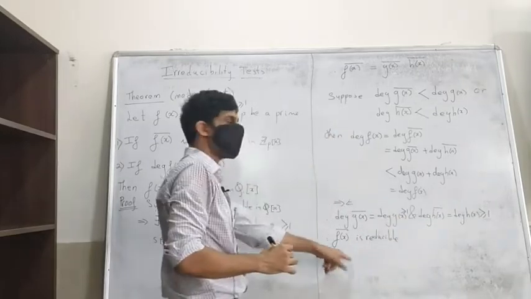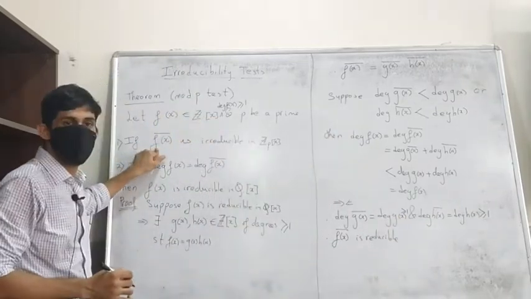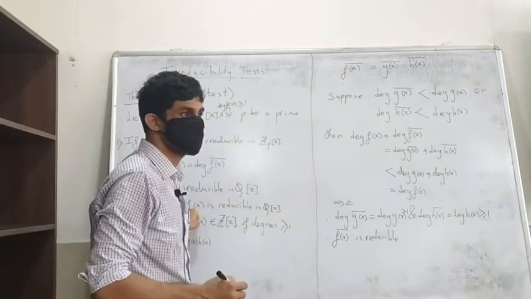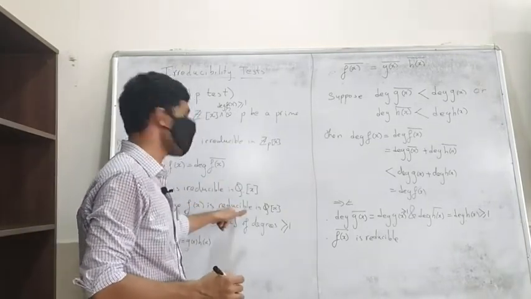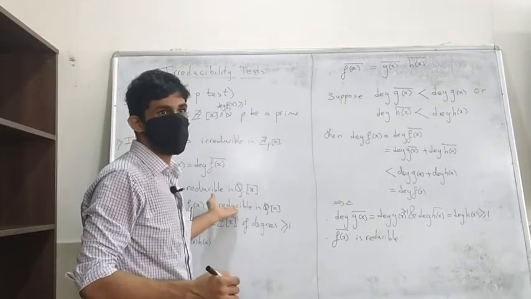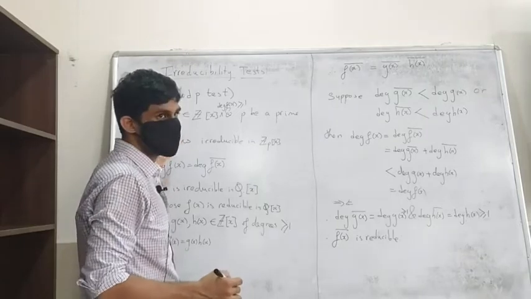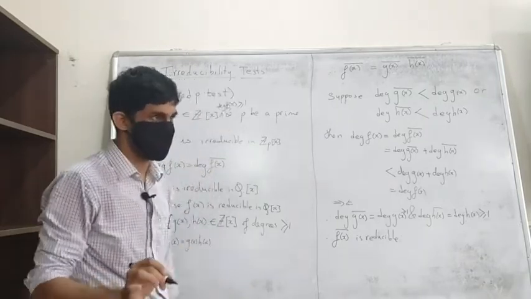Okay, this contradicts the assumption that it's irreducible, right? And therefore this has to be false. If this has to be false, it means this cannot be reducible. And anyway, we know that this cannot be a unit because this degree is the same as the degree of f bar, so it has to be irreducible.